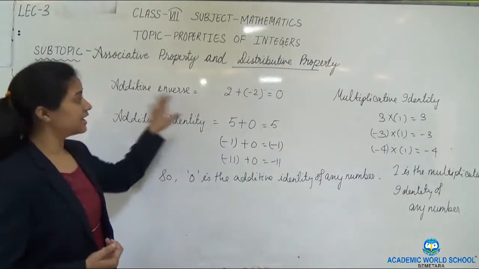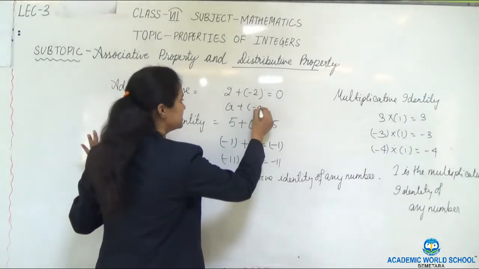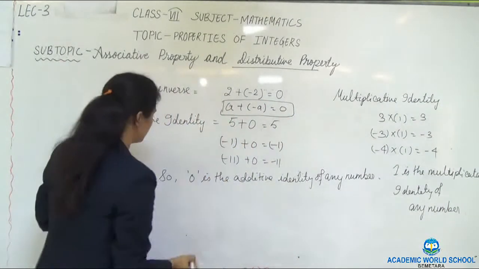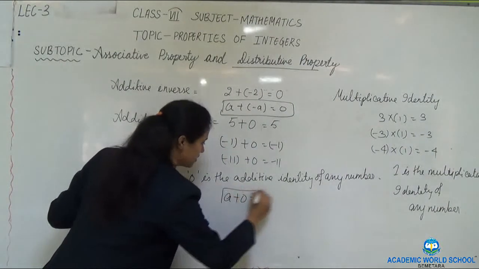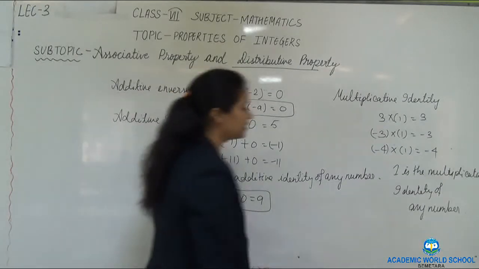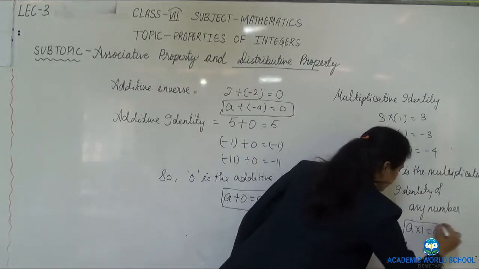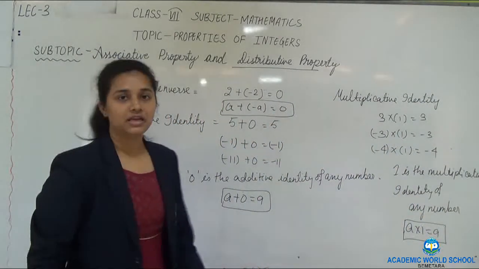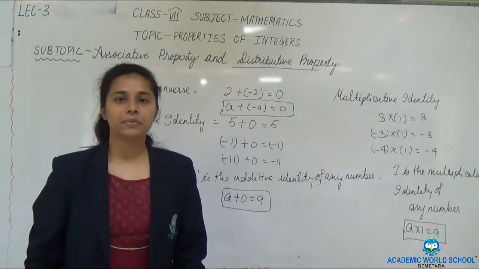The additive identity we read here is 0. The multiplicative identity we read here is 1. What is the additive inverse? A plus minus A equals 0. And what is the additive identity? A plus 0 equals A. And which one is the multiplicative? A into 1 equals A. So students, go through the videos and make notes and solve the assignment given to you, which has been uploaded in the ERP.